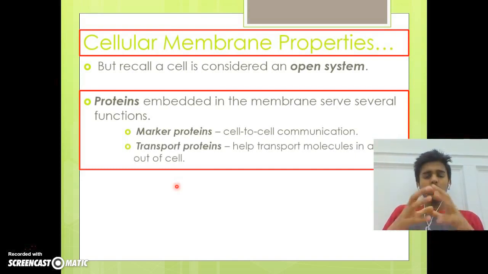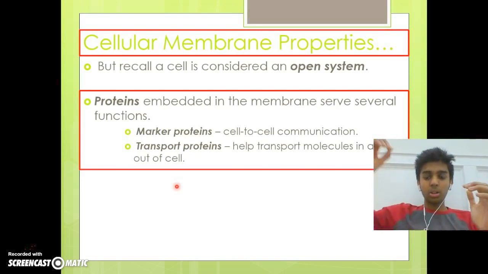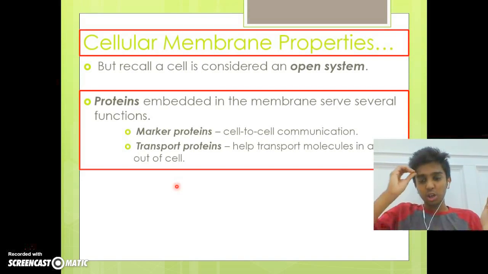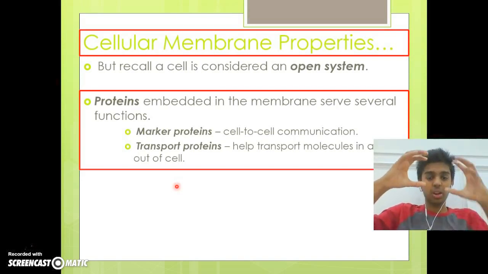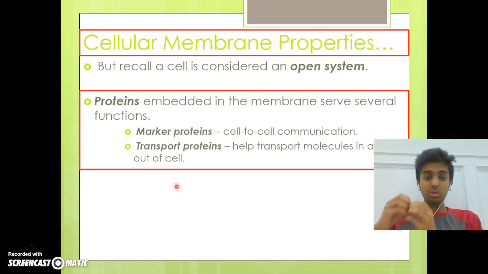Transport proteins. They help transport the molecules inside and outside the cell. So when a molecule is requesting access or requesting to be your friend on Facebook, you have to confirm it. That's what the transport protein does. It confirms it as a friend and it allows it into the cell and vice versa out of the cell.